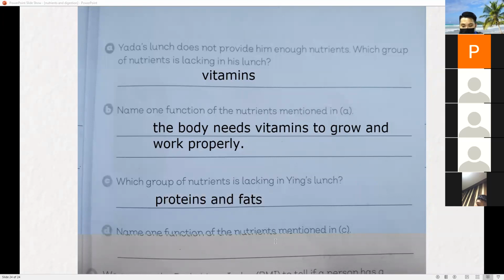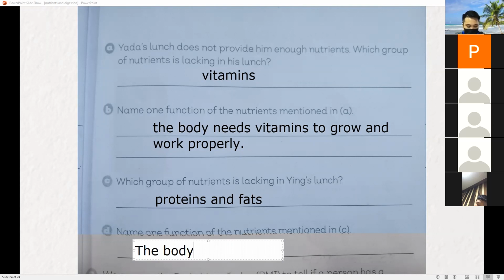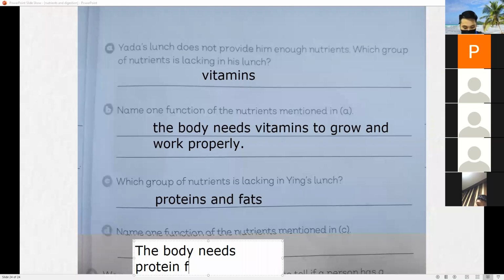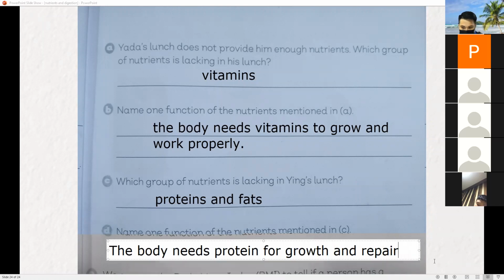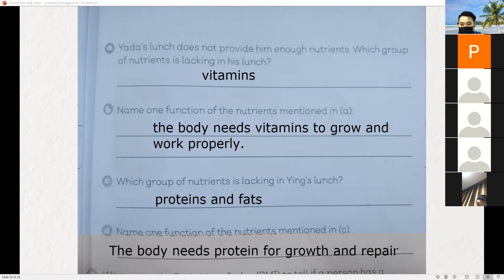Now, name one function of the nutrients mentioned in C. For example, proteins. What is the function of protein? It helps in muscle growth. Okay, so let's use protein. The body needs protein for growth and repair. Okay. Don't forget to write the full stop, okay?